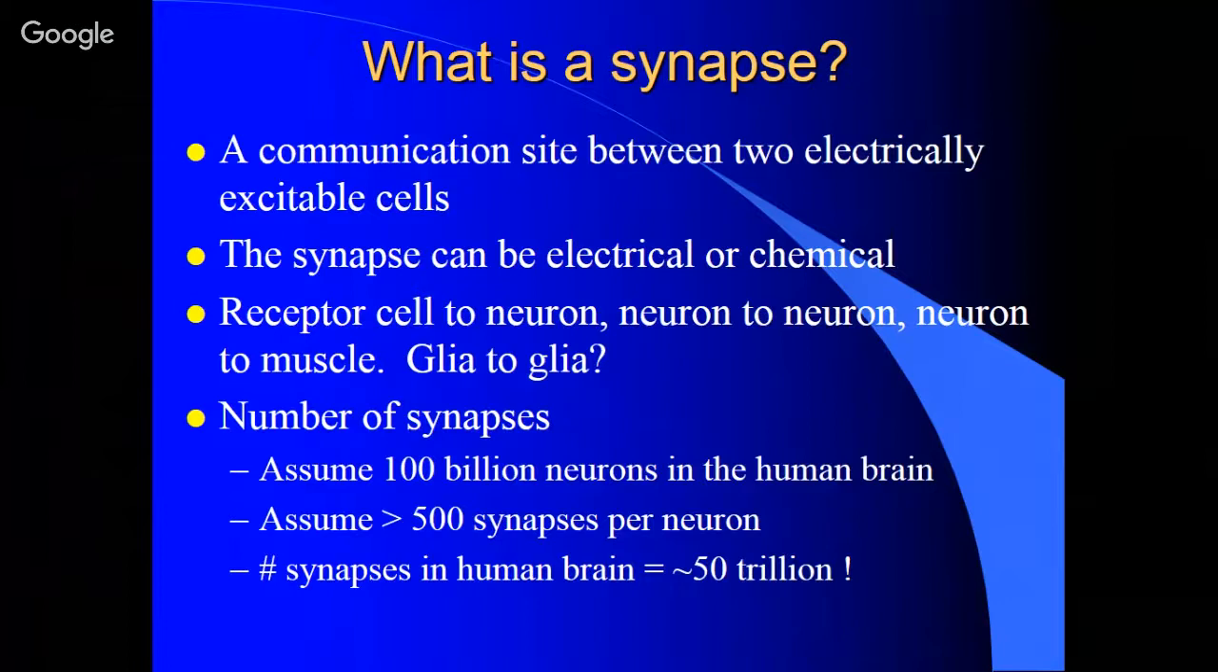To set this in perspective here, we can estimate the number of synapses by assuming approximately 100 billion neurons in the brain, and then assume about 500 synapses per neuron. And that gives you approximately 50 trillion synapses in our brain, which is roughly equal to the number of stars in the known universe. So each of us is carrying around a truly astronomical number of synapses.